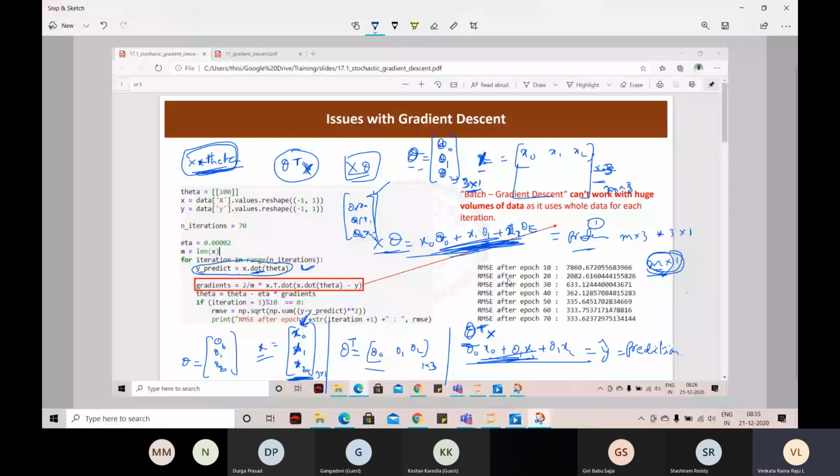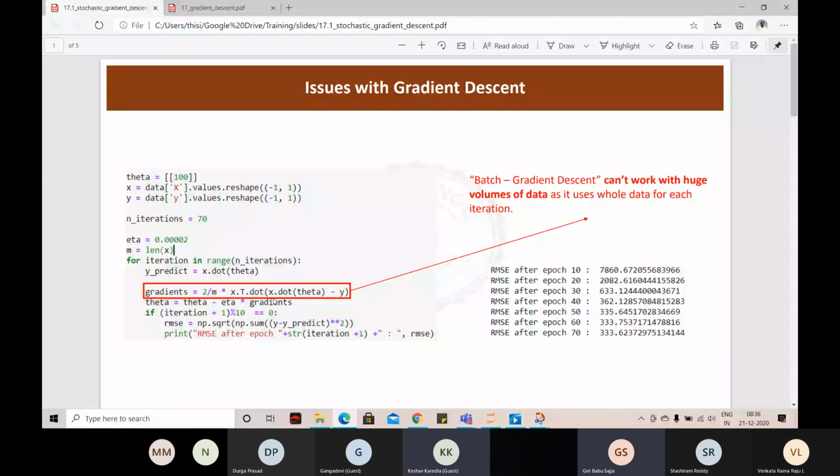Let me go back and show you this code. In this code right here, I am calculating gradients: 2 by m star x dot, whatever I am doing here. See this, x dot theta. Can you see my screen, my cursor? Cursor is not visible, sir. The cursor is moving. So, issues with gradient descent. That's the screen I am showing.